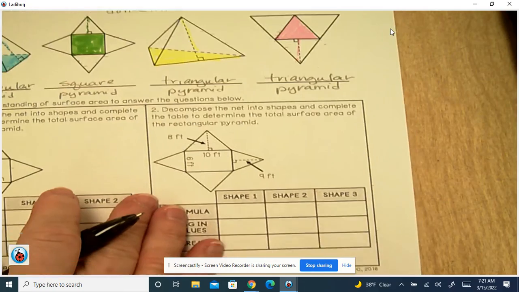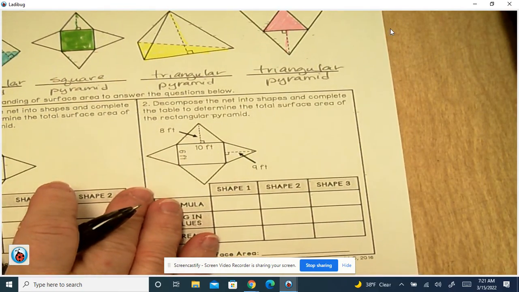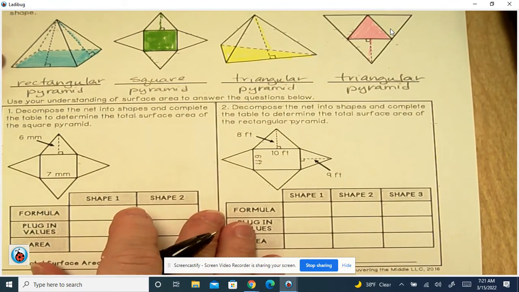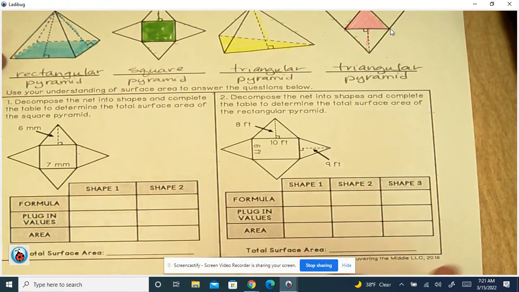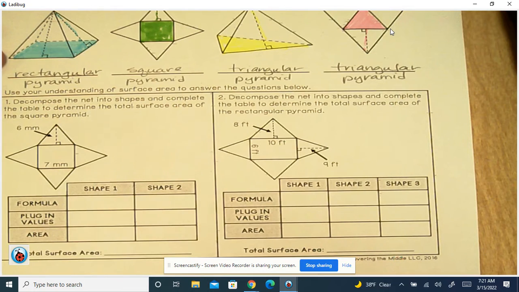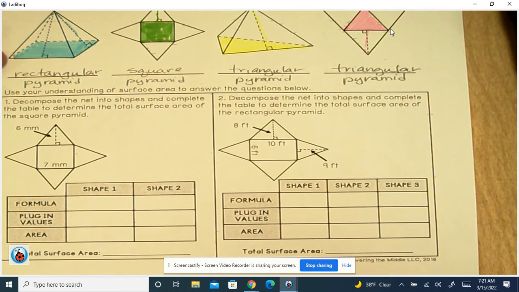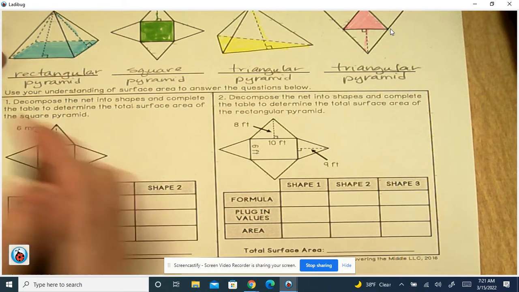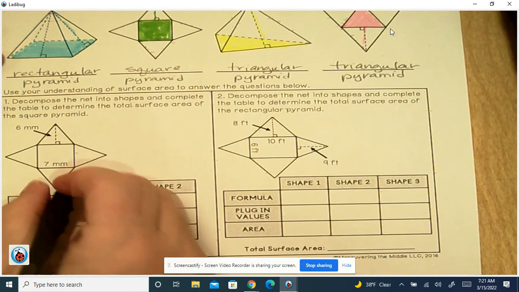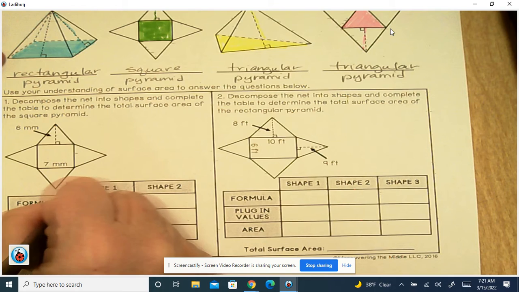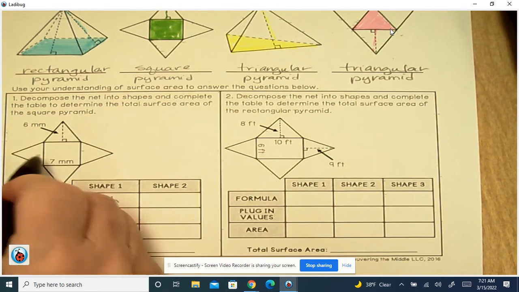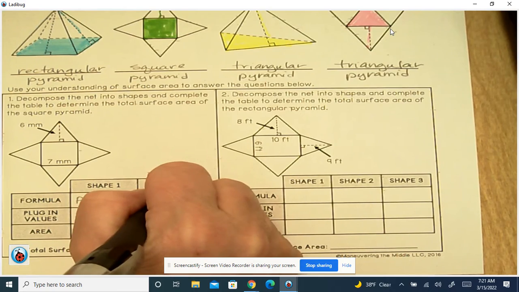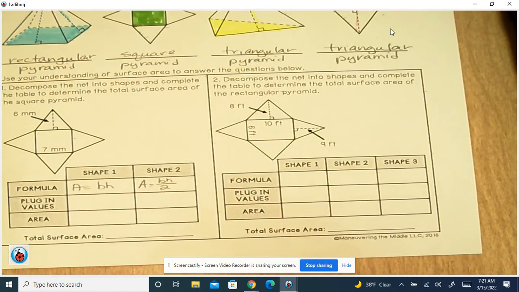Right? Use your understanding of surface area to answer the questions below. Remember, surface area is just the total area of each face added up. So we've got this net decomposed here, and we're going to complete the table and get the total surface area. So we have a square. The formula for area of a square is base times height. And then we have four triangles, so it's going to be base times height divided by 2.